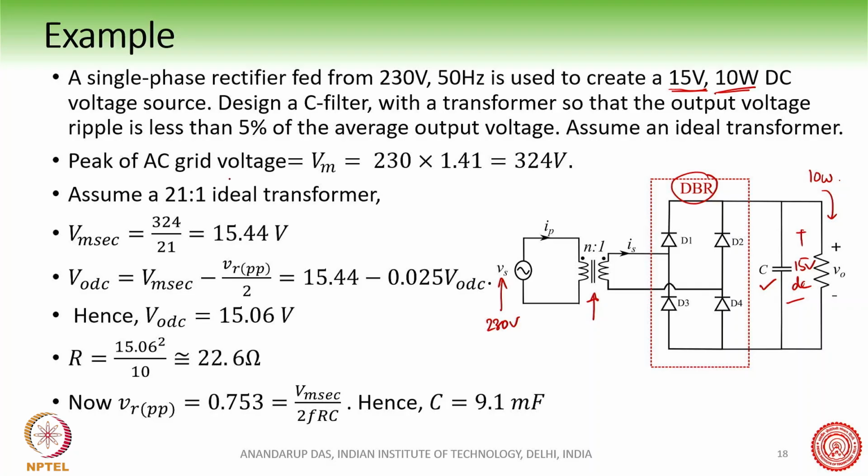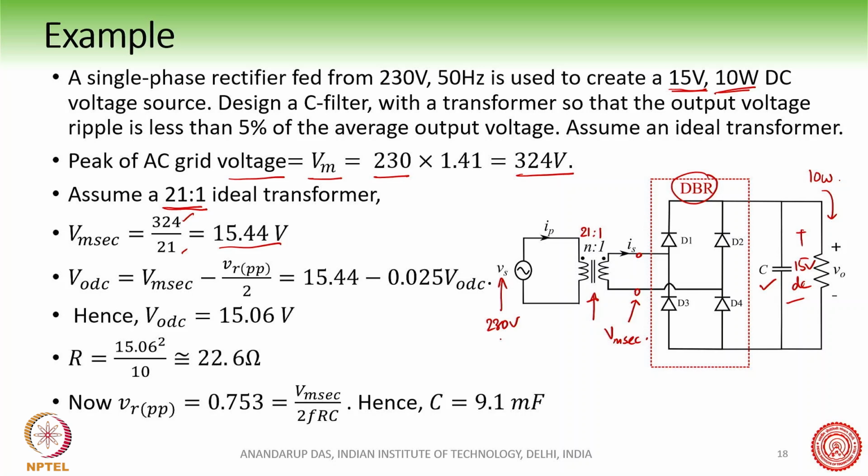So what is the peak of the AC voltage? The peak of the AC voltage is Vm, and suppose this is 230 volt RMS, which means 324 volt is the peak AC voltage, right? Now let us assume a 21:1 ideal transformer. Why this value, you will see very soon. If you put this 21:1 transformer here, the secondary voltage Vm secondary will be 324 by 21, about 15.44 volt.